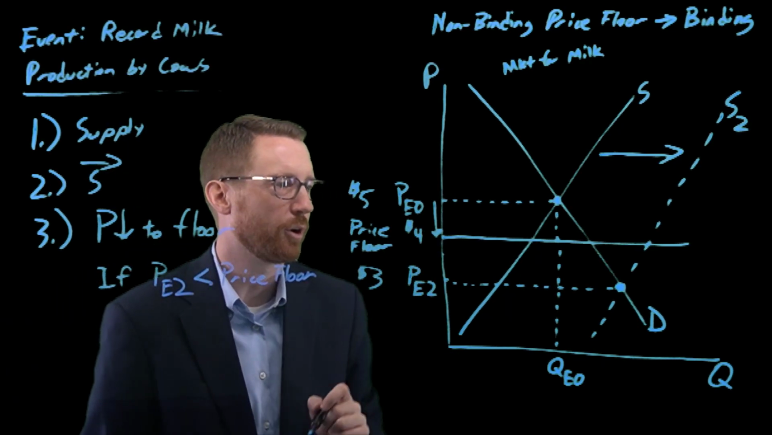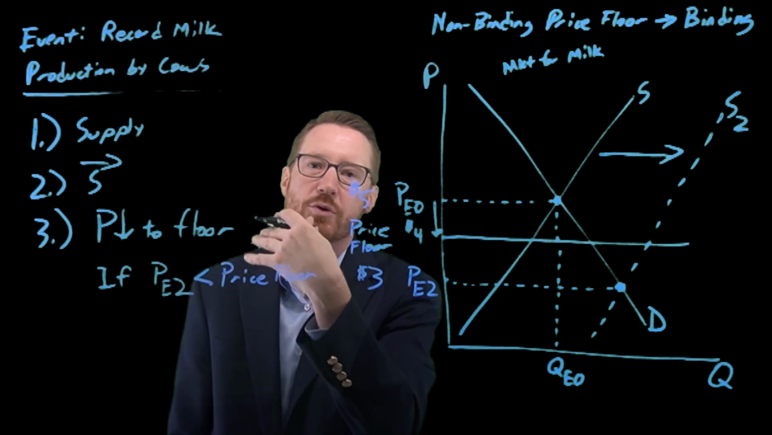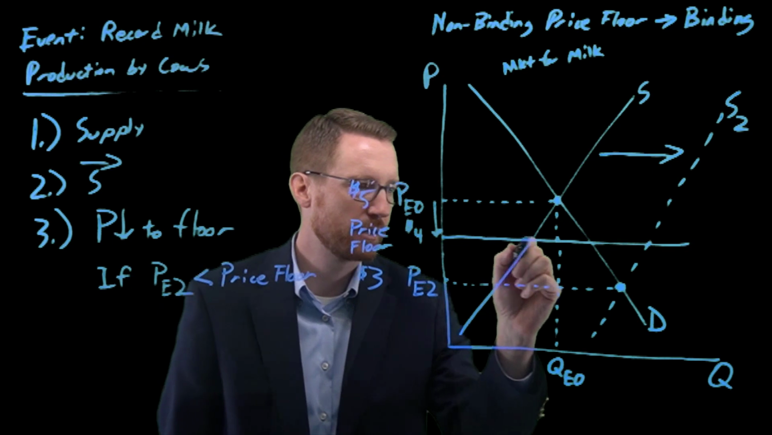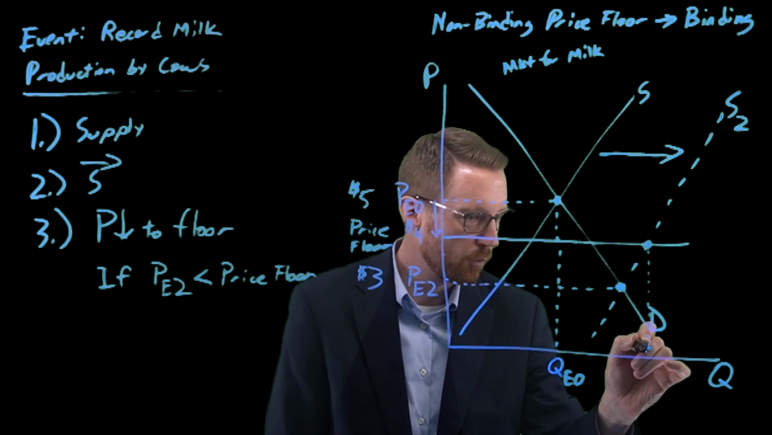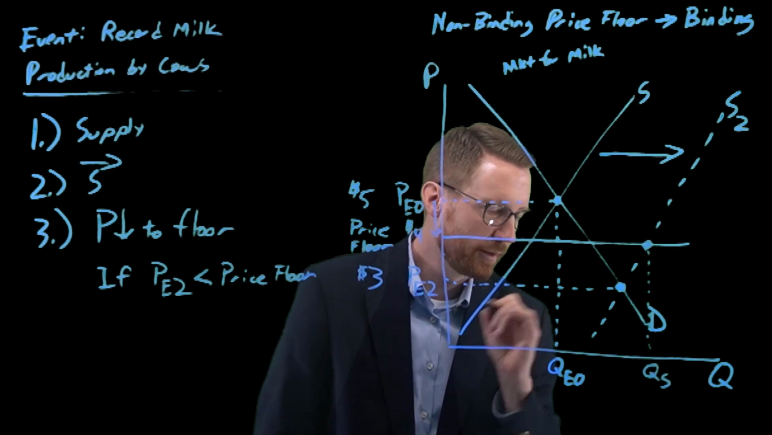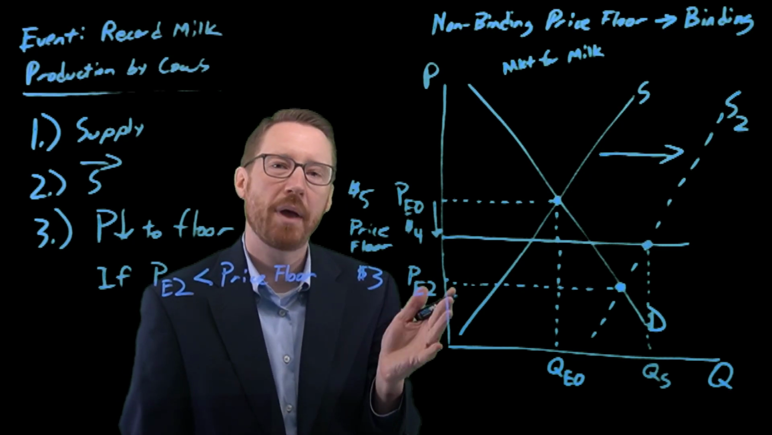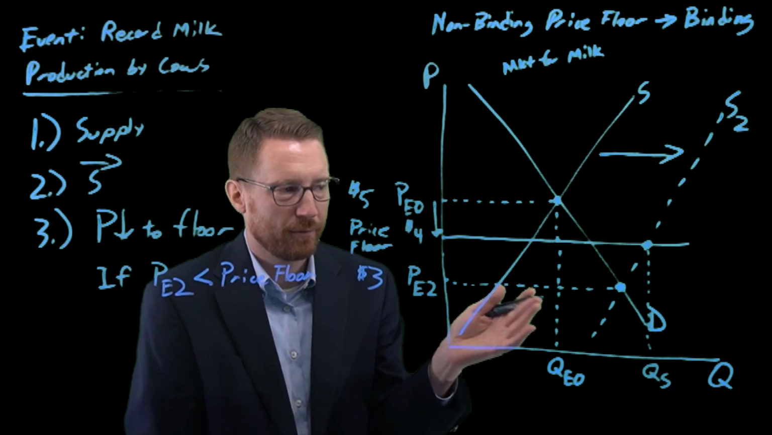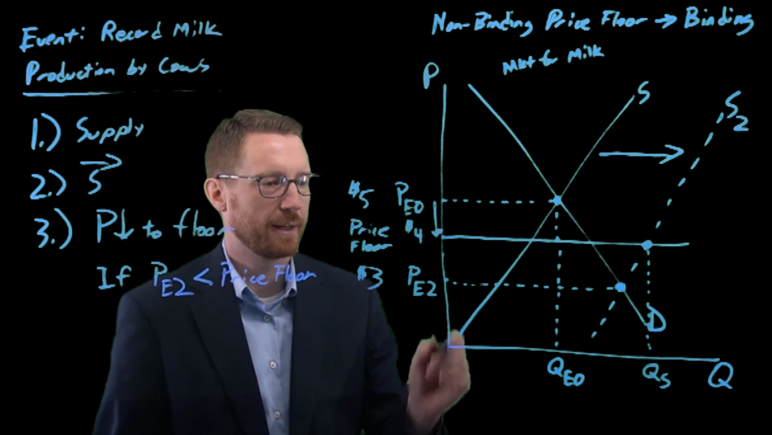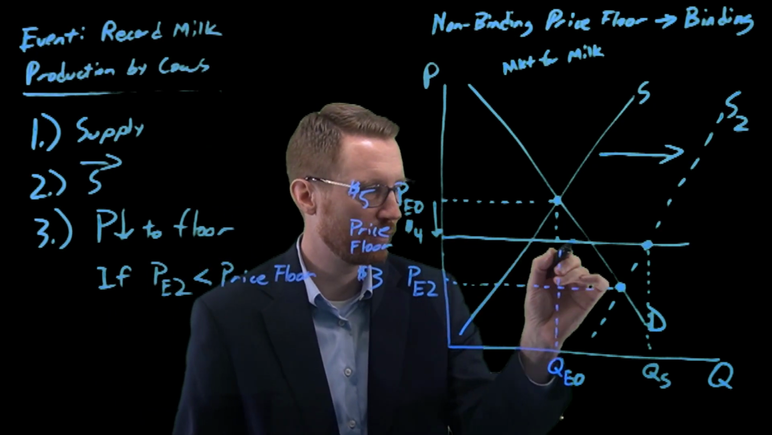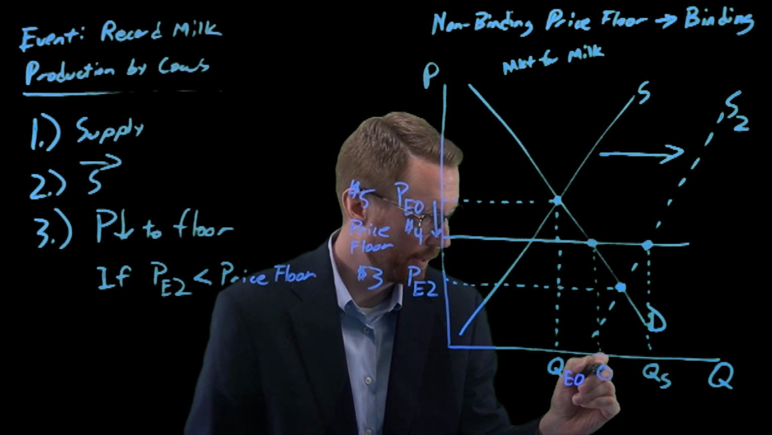At this price floor of $4, how much milk are ranchers and farmers willing to supply? We take this $4, we trace it over till we hit this new supply curve. At that $4, they're willing to supply some amount of milk. But at $4, how many gallons of milk, pints, however we're measuring this, do buyers want to buy? What's the quantity demanded? We take this $4 and trace over until we run into our demand curve. How many do they want to buy?